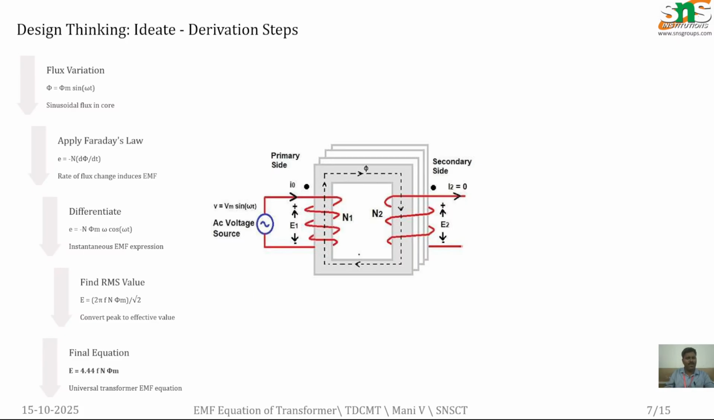Now we have to remember the form factor. The form factor is nothing but the RMS value divided by the average value.